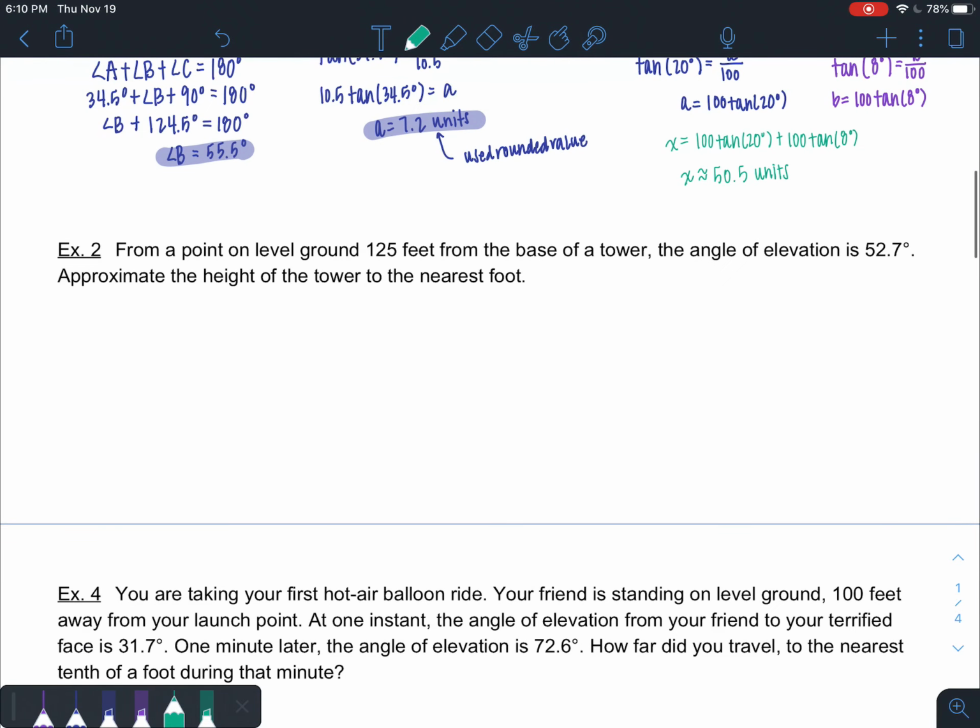All right, now here's where the drawing comes into place. It says from a point on level ground, 125 feet from the base of a tower, the angle of elevation is 52.7 degrees. Approximate the height of the tower to the nearest foot. So here I'm going to draw my level ground, and that's 125 feet. And here's my point, and then here's my tower. You can get fancy with it if you want to, or you can just draw a plain old triangle and label it.